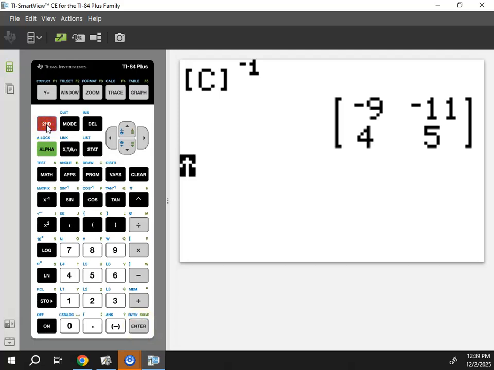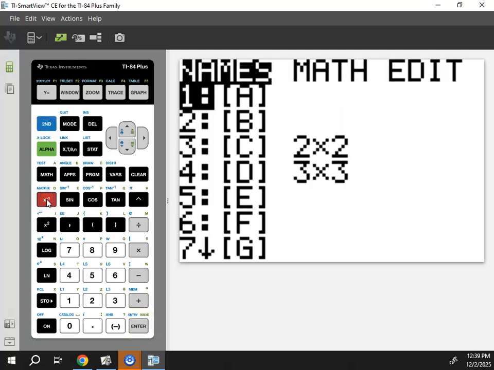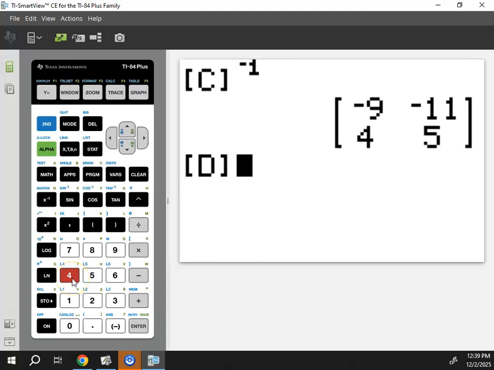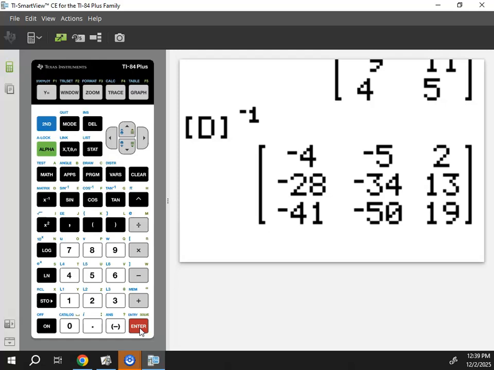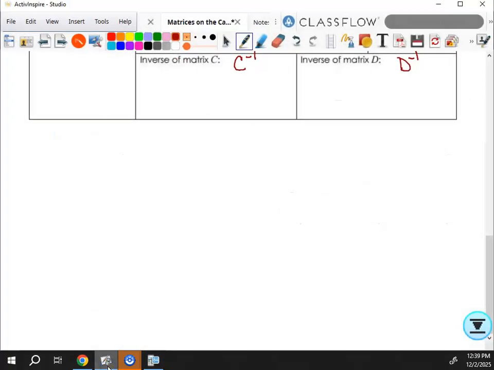Then I can do the same thing for D, and just take inverse, and there you go. Here, I'll write them down because I don't know if I can scroll back up there. So it's negative 9, negative 11, 4 and 5.